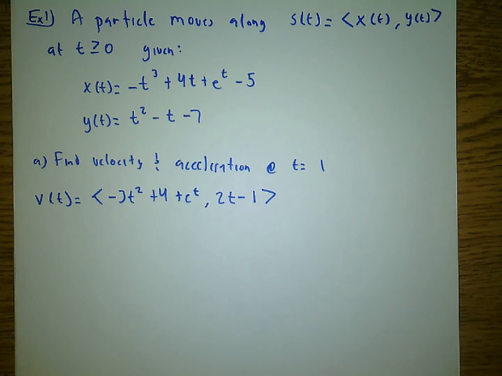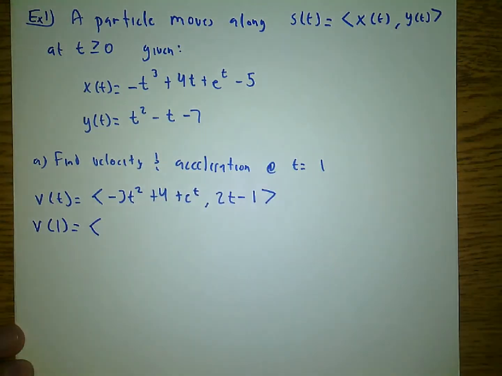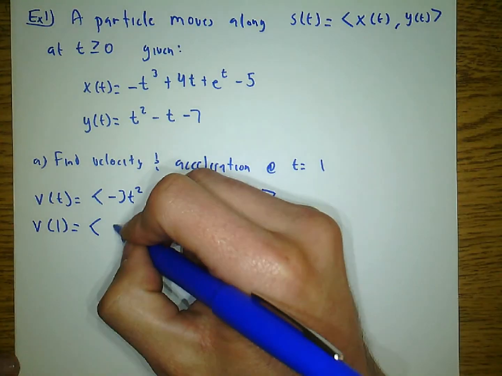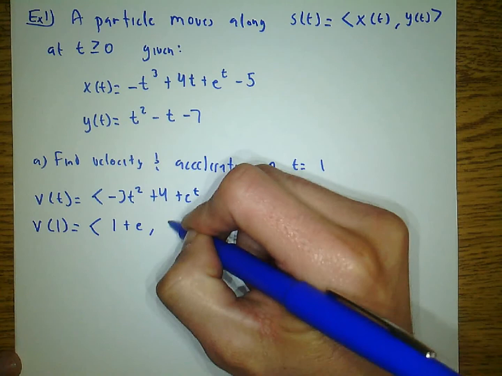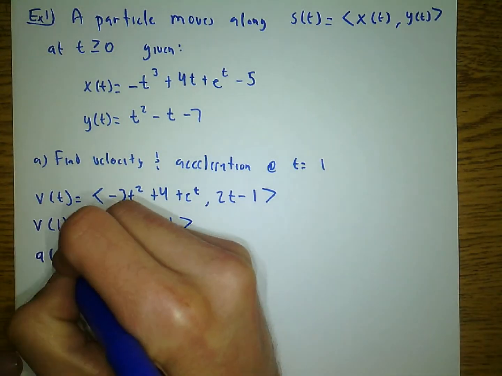Agreed? Okay. Now, they didn't ask us for the velocity at any point. They asked us for the velocity at 1. So, what's my final answer for this problem? 1 plus e comma 1. Anyone need help with how we obtain that? Perfect. Now I need to figure out what my acceleration vector is.